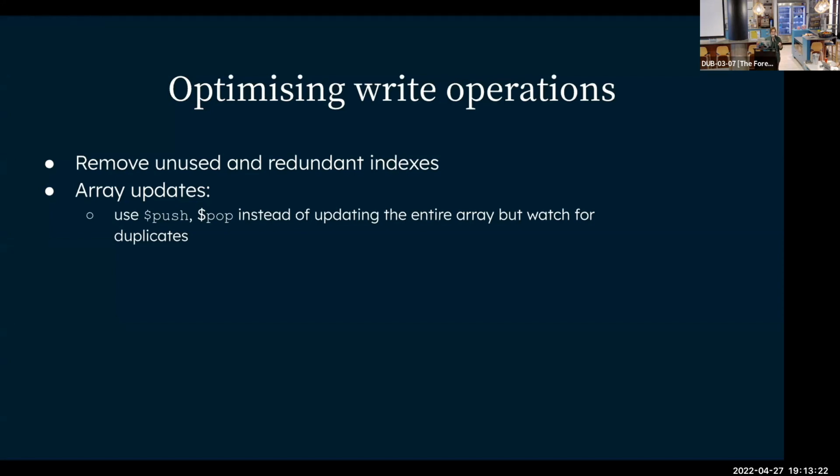If it's possible at all to just add to the end of the array, then the write operation will be smaller. So we recommend using operators like push and pop to update the array if your use case supports it. This is more performant than rewriting the full array every time you need to add an element to it. But you do need to watch for duplicates if you're just going to push a value onto the end of an array. And we don't like large unbounded arrays. Again, depending on the way you update them, your write operations can be huge.